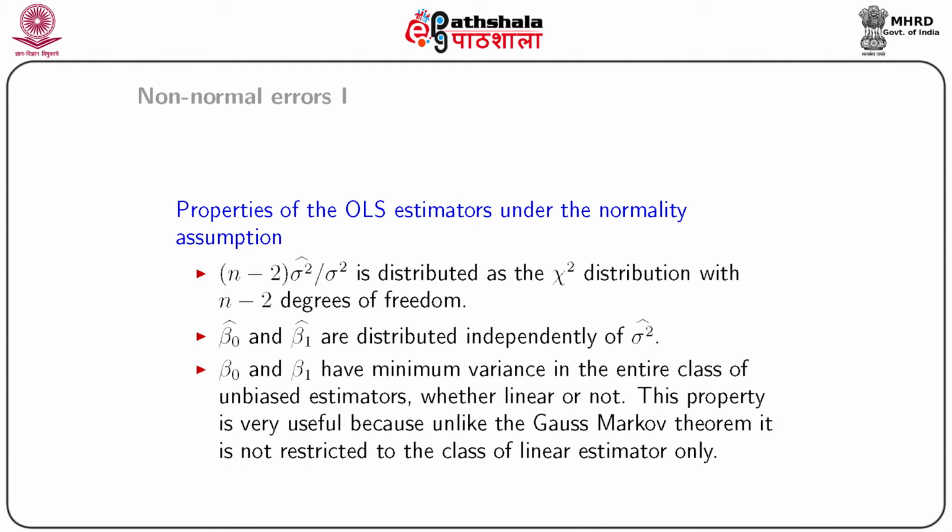This property is very useful because, unlike the Gauss-Markov theorem, it is not restricted to the class of linear estimators only. In the case of the Gauss-Markov theorem, as we have seen before, we only spoke about linear estimators or functions of linear estimators. But in this case, in general, we can have any estimator which will have a minimum variance.